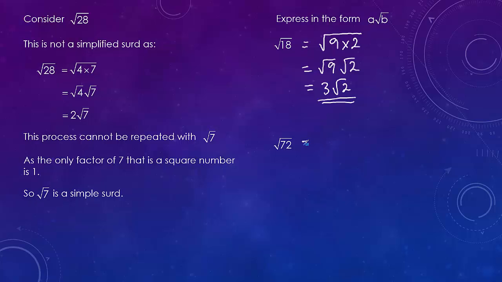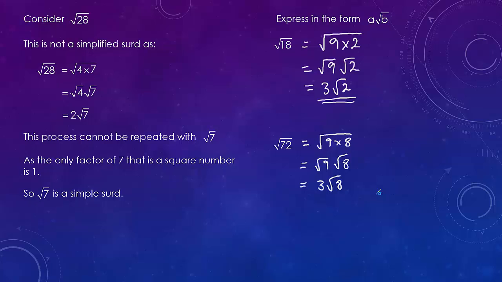However, with 72, well, let's just look at this. We could, for example, say that that's root 9 times 8, which is root 9 root 8, which is 3 root 8.